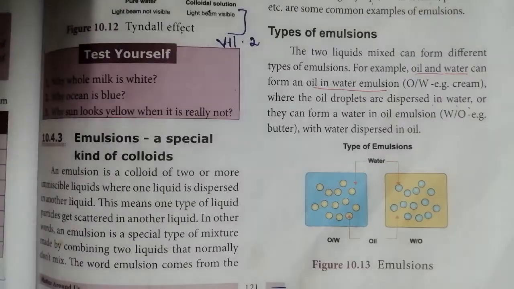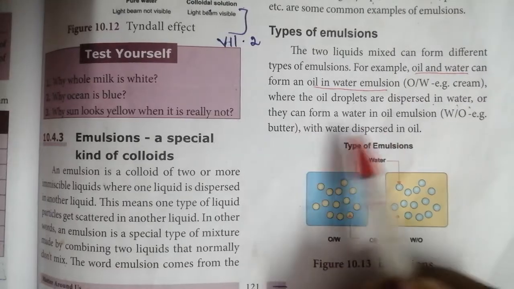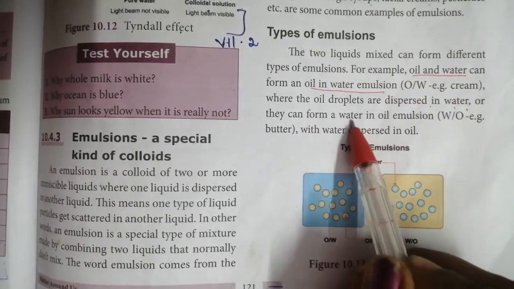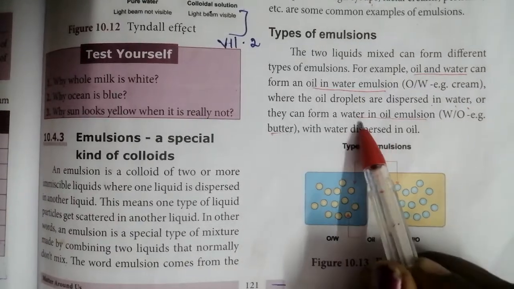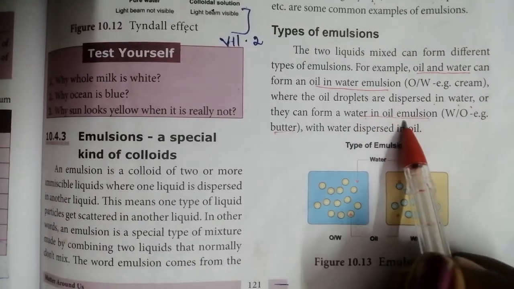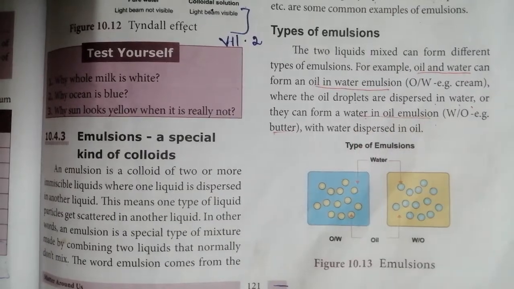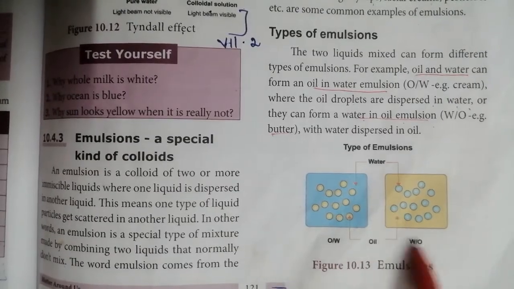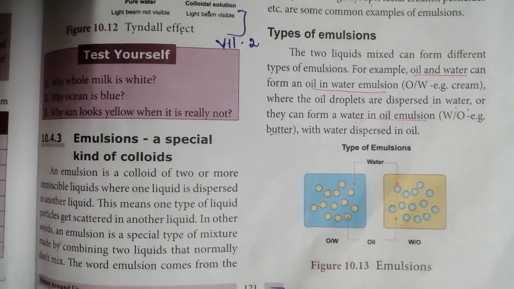Or they can form a water in oil emulsion. Water in oil emulsion, example, butter. Here what will happen? Water particles will disperse in oil. So it is called a water in oil emulsion. This is the picture for types of emulsion: oil in water emulsion and water in oil emulsion.